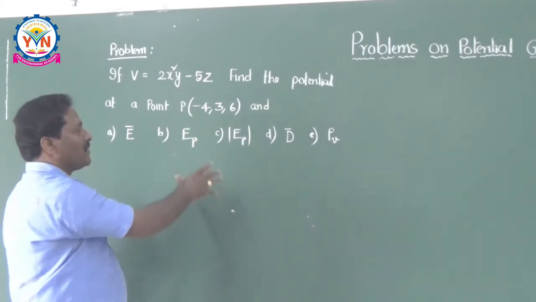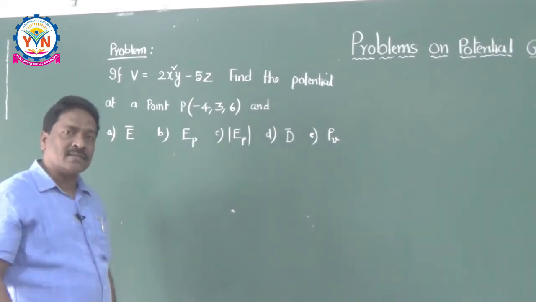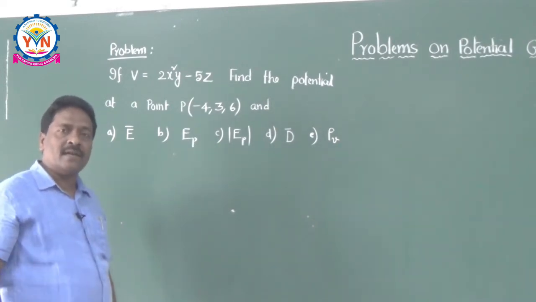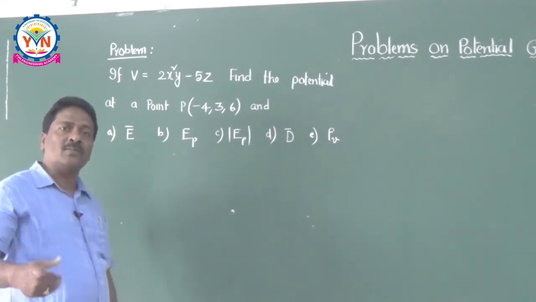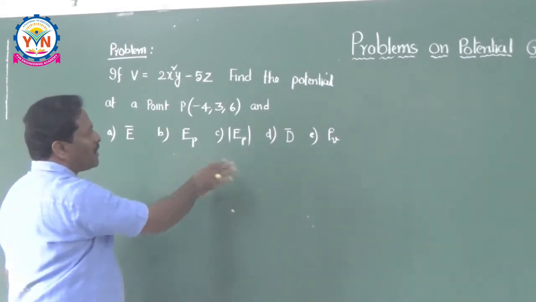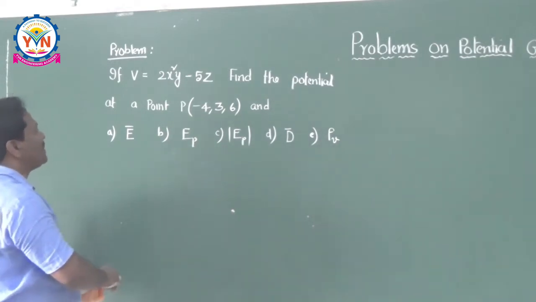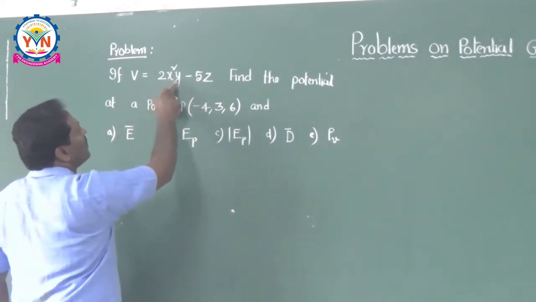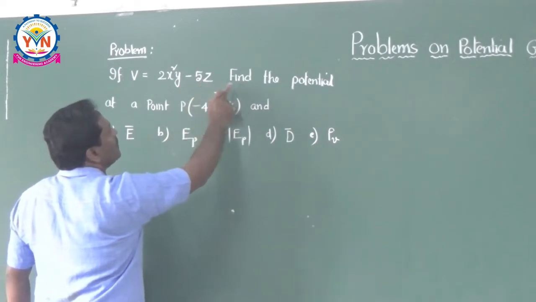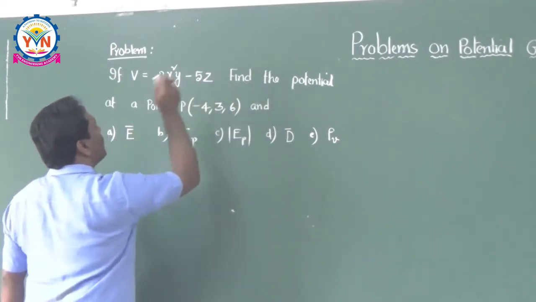This problem is covering all the electrostatic relations like D is equal to epsilon times E, del dot D is equal to rho v, E is equal to minus del V. That's why please concentrate on this problem so that all other problems automatically you can solve it. So, the very first one is here. V is equal to 2x square y minus 5z. Find the potential at a point P of this much. Simply substitute the point here.